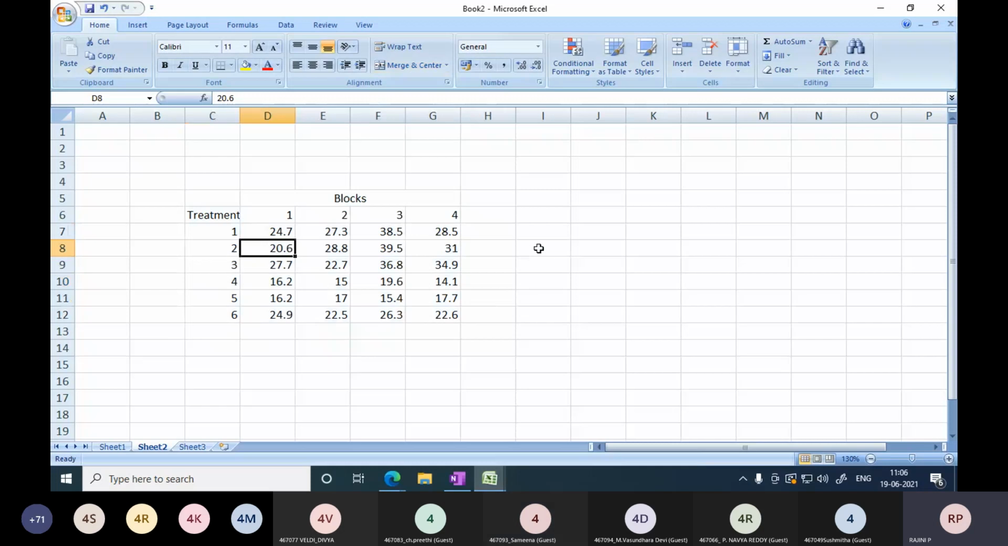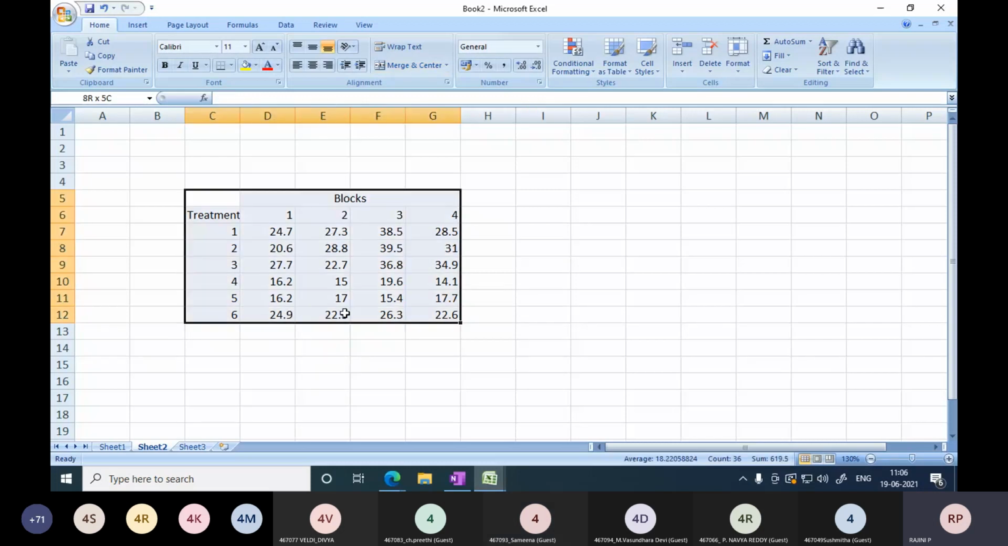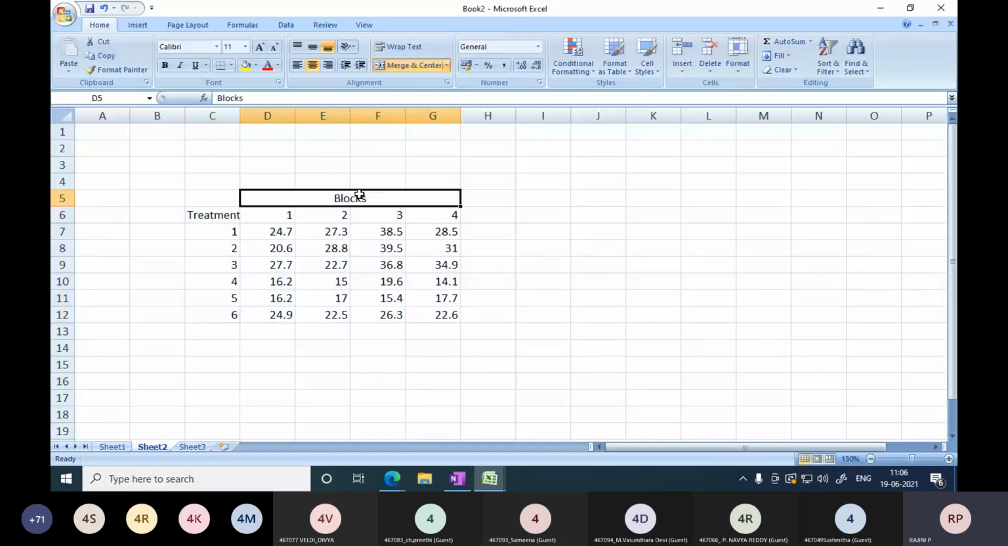Yes, ma'am. And for this data, they are asking you to perform analysis of variance. They did not mention which method you need to apply, whether it is CRD or RBD or LSD. But here they are concentrating on the two factors. One factor is treatment, another factor is block. So there are two factors which are influencing the outcome. Then we use the RBD technique. So how to do that?